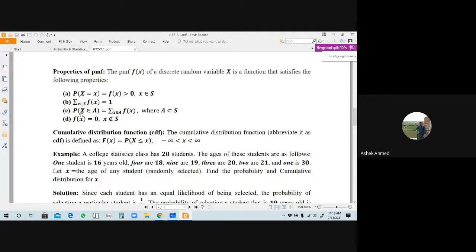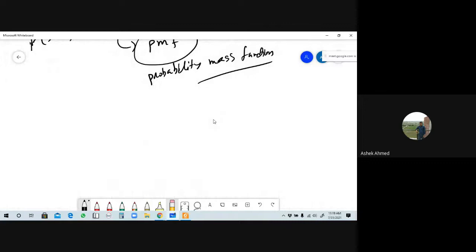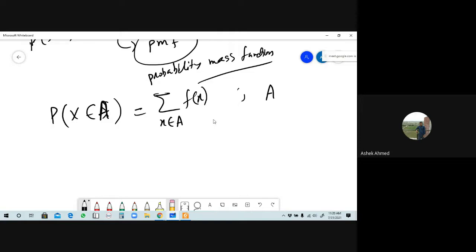The next property: the probability of X belongs to A, where A is a subset of S, will be the summation of f of x for x belongs to A, where A is a subset of S. Subset, not absolute. What do you mean by this?